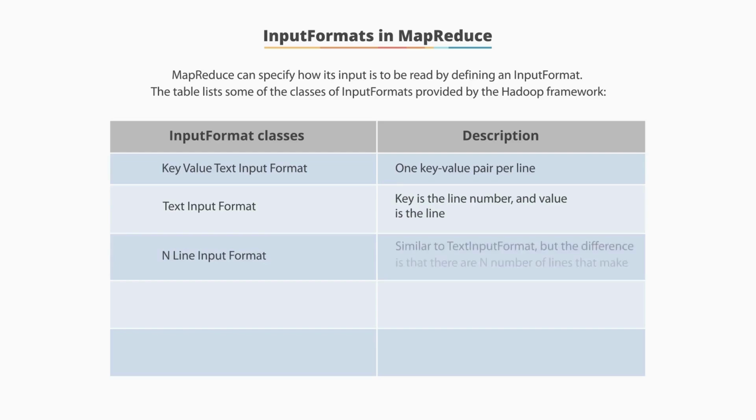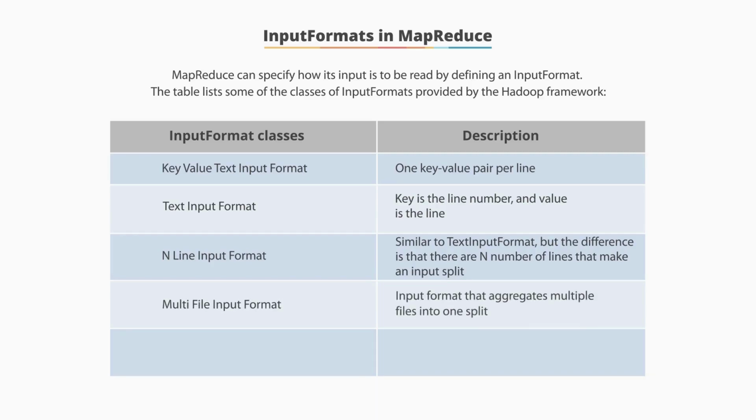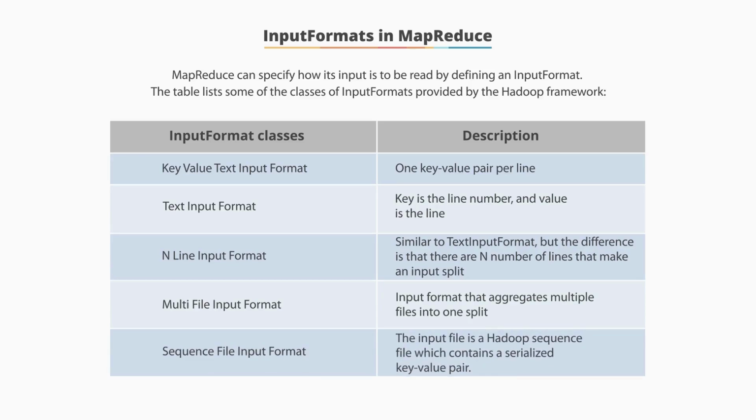N-line input format is similar to text input format, except that there are n number of lines that make an input split. Multi-file input format is used to implement an input format that aggregates multiple files. Sequence file input format is to be implemented when the input file must be a Hadoop sequence file, which contains serialized key-value pairs.